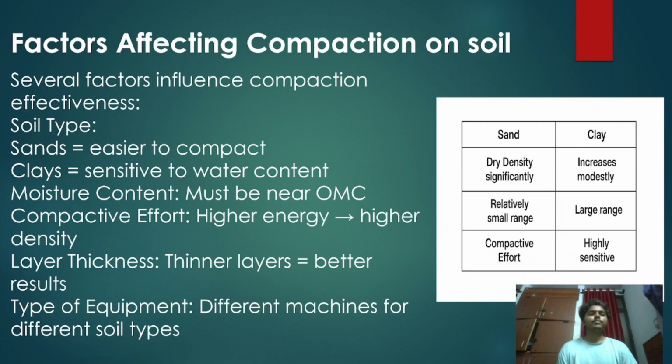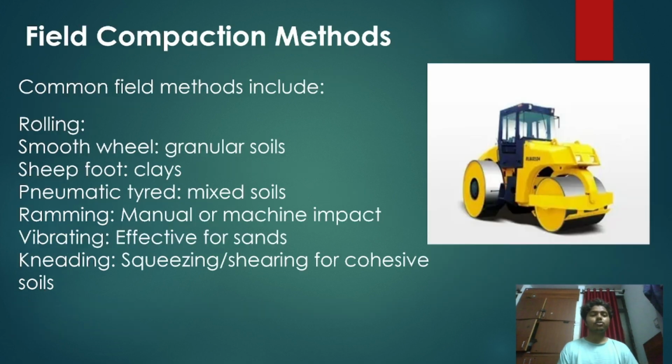And the next point is, what are the factors affecting compaction of soil? There are several factors that influence compaction effectiveness. Soil type: sand is easier to compact, while clay is sensitive to water content, and moisture content must be near OMC. Compactive effort: higher energy gives higher density. Layer thickness: thinner layers give better results. And what about the type of equipment? Different machines are used for different soil types.